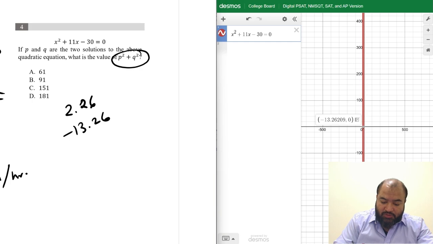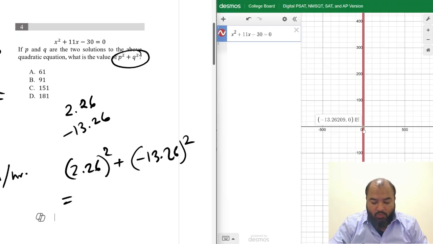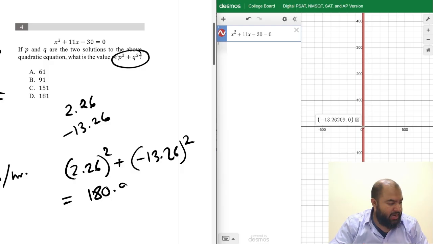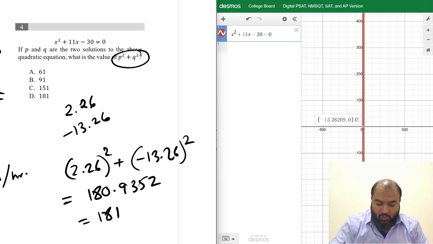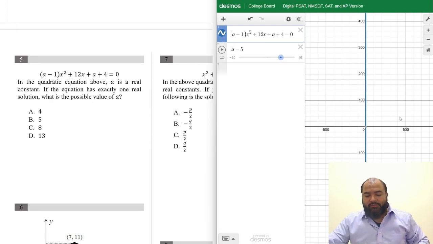These are the 2 solutions, P and Q. So 2.26 to the power 2 plus -13.26 to the power 2. Let's see how much we get. We get 180.9352, which is closest to 181. So the answer is D.